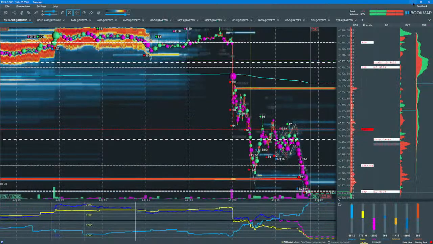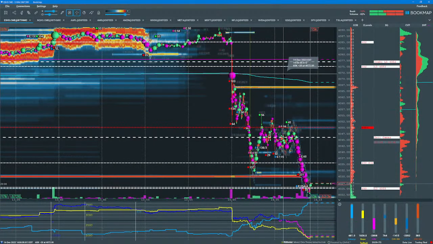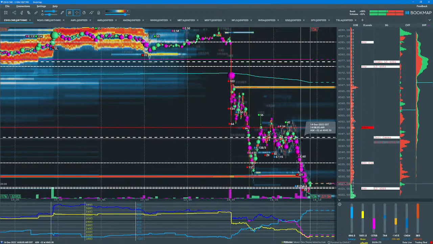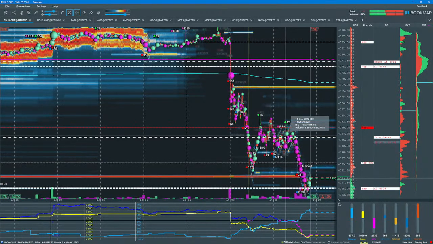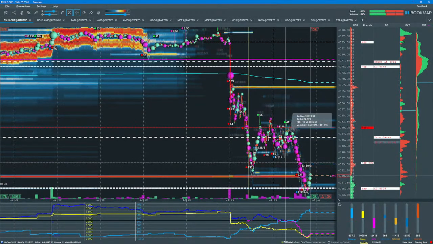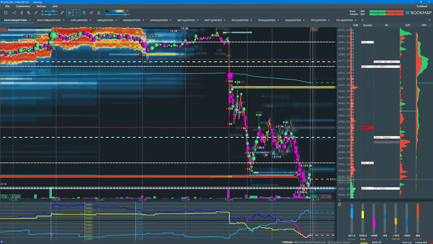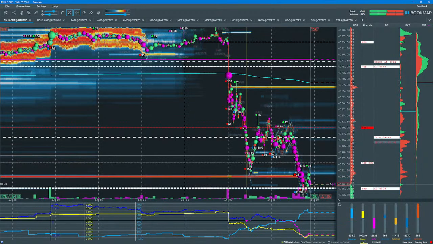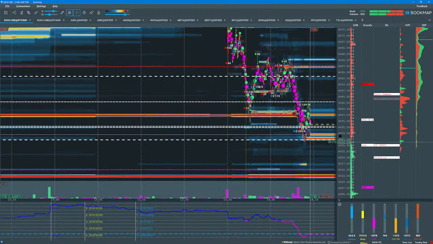Let's go back to Bookmap. So now it looks like price bounced up from the 400 key gamma strike, chopped around the zero gamma level at 40-50, and has now dropped down to the SPX 4000 level. Let's just take a look and see what's below here.